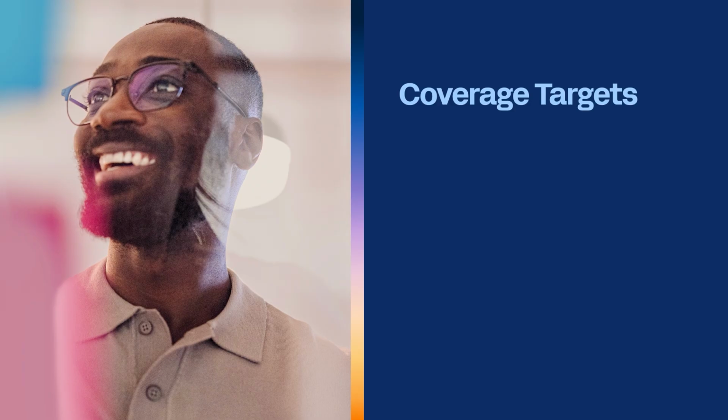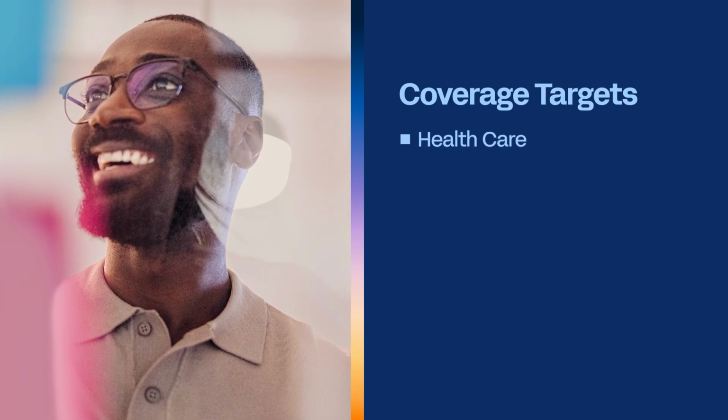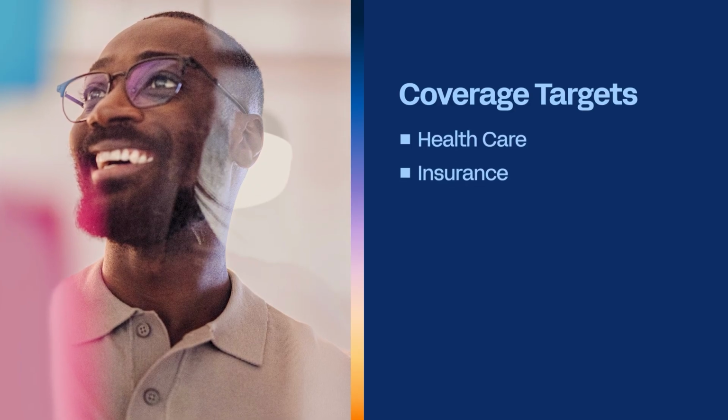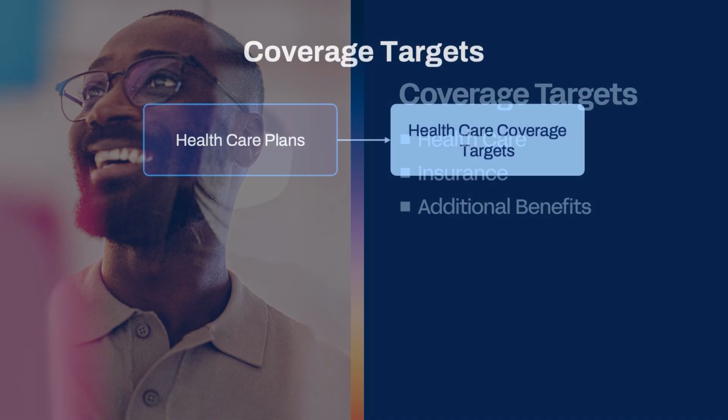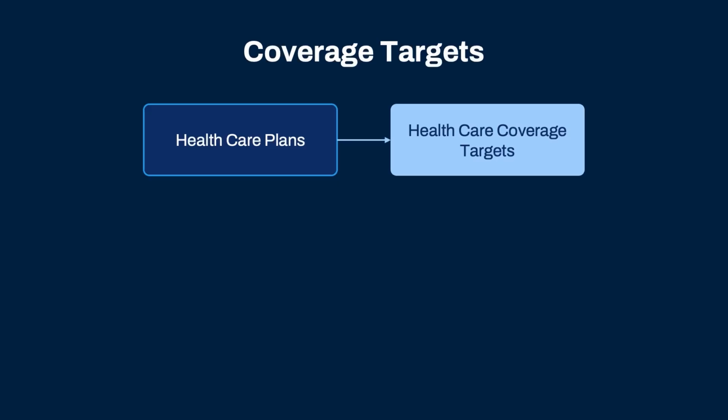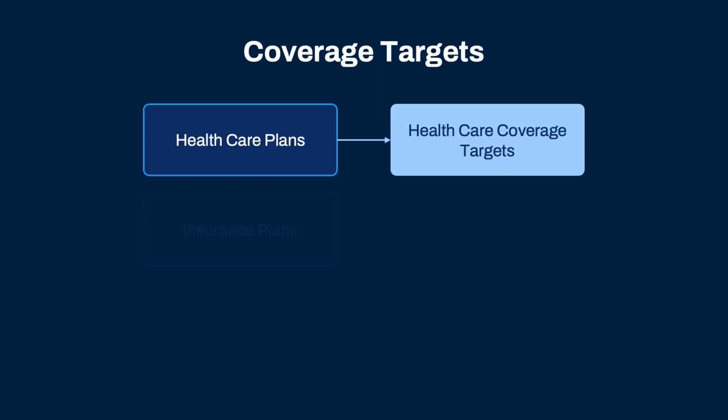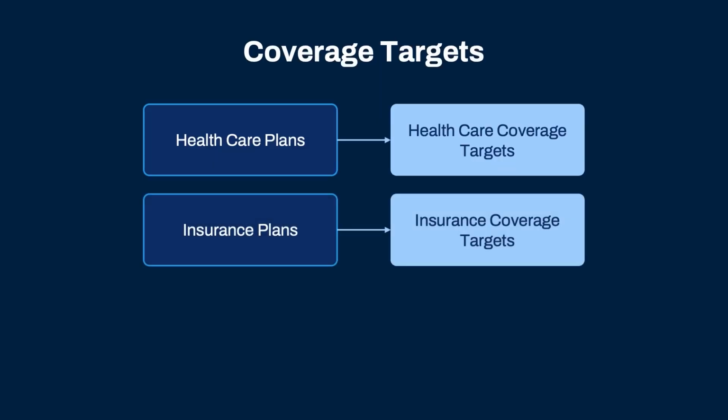Workday delivers 3 coverage targets, which are healthcare, insurance, and additional benefits. Healthcare plans use healthcare targets to allow enrollees to choose who they want to cover on their healthcare plan. For example, they may select options like employee only, employee and spouse, or employee and family. Insurance plans use insurance coverage targets to indicate who the insurance plan covers. For example, employee for basic group life coverage or spouse for spouse life coverage.